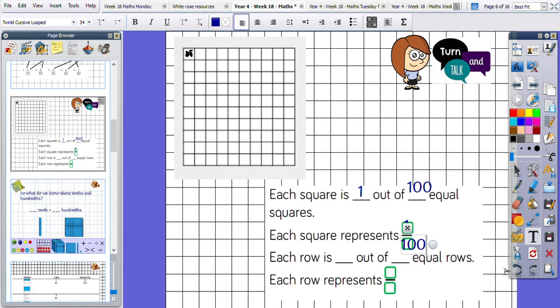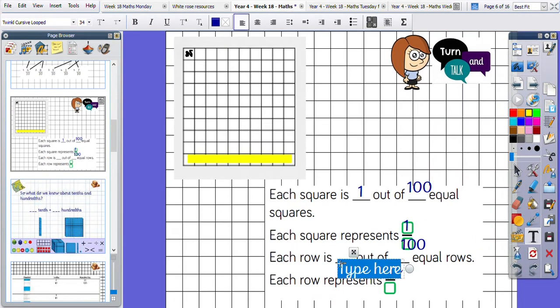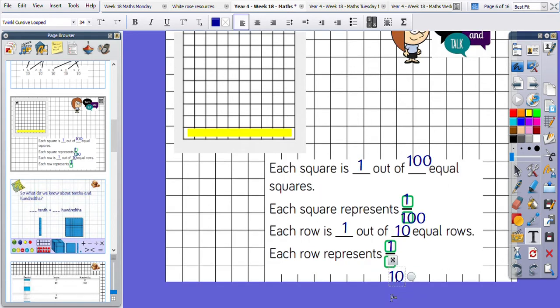Okay, but then if we started to look at rows, so if I shaded in an entire row of squares, each row is 1 out of, how many equal rows have I got? 1, 2, 3, 4, 5, 6, 7, 8, 9, 10. So 1 row out of 10 equal rows. So each row would represent 1 tenth.